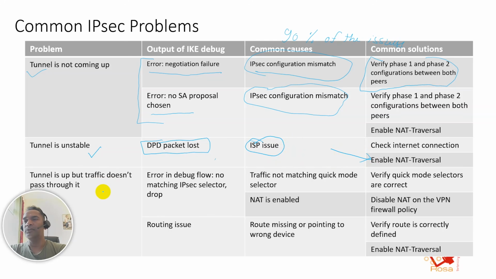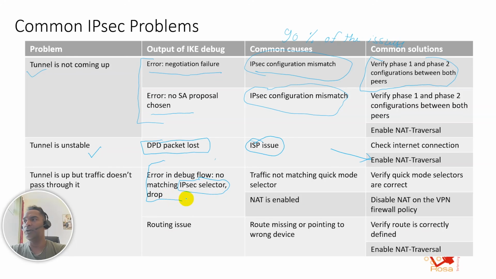The third most common issue is that the tunnel is up but traffic does not pass through. In this case, you have to enable the debug flow and check the IPsec selectors. In such cases, mostly the issue is because of the IPsec selectors. There will be a mismatch in the IPsec selectors, which will result in the tunnel going down when traffic is received for selectors that are not configured.